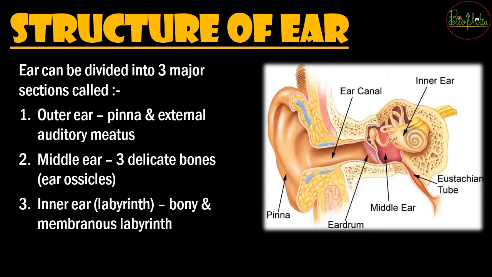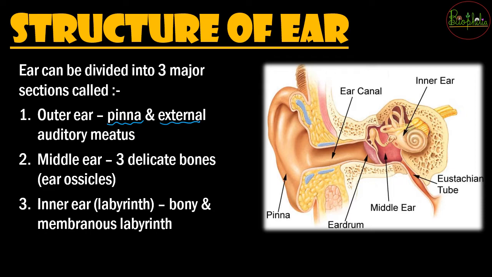So here we are after understanding about the nose, tongue and eyes. Now we are to understand about the ear. So what is the structure of the ear? The structure of the ear has three major sections. The first one from the outer side is called the outer ear, which consists of the pinna and the external auditory meatus.